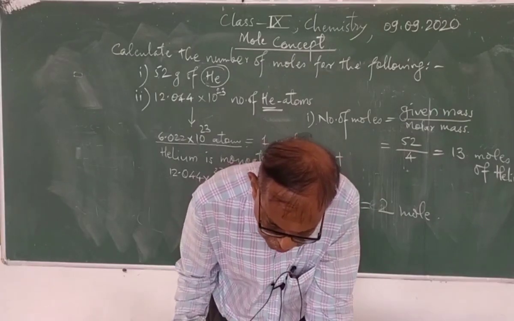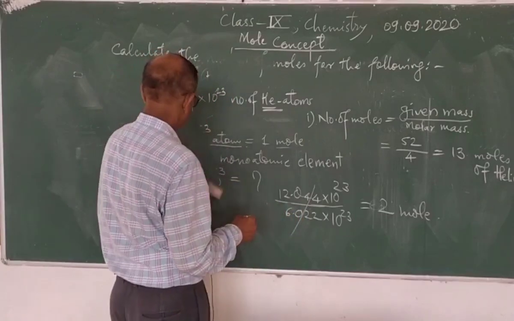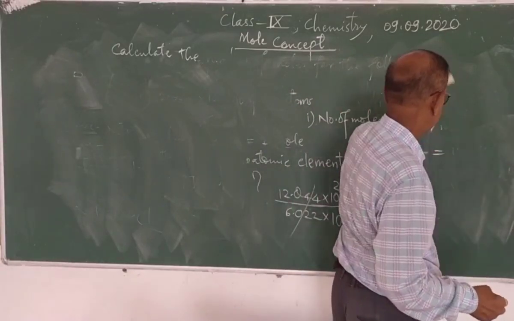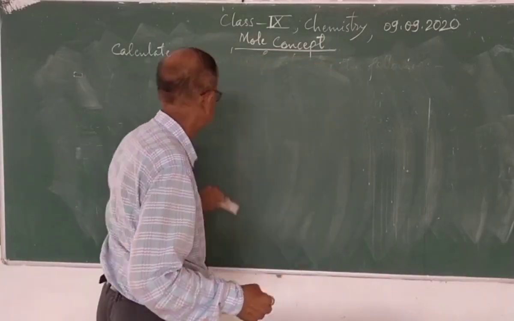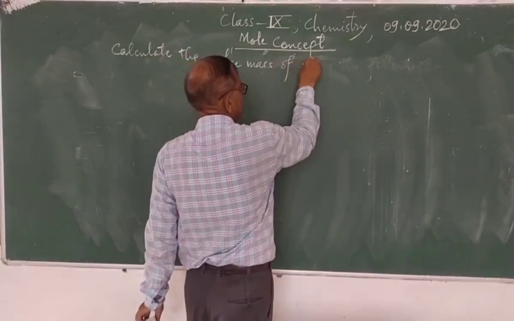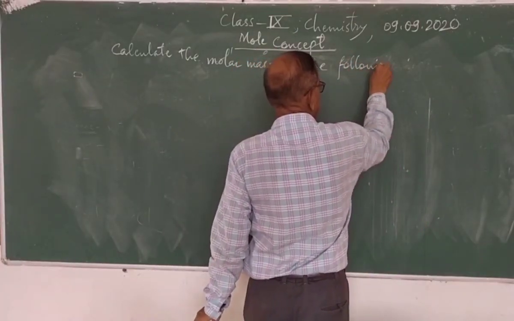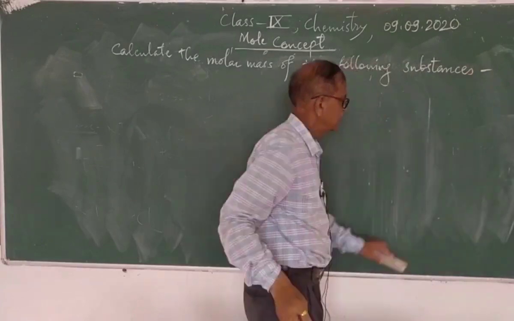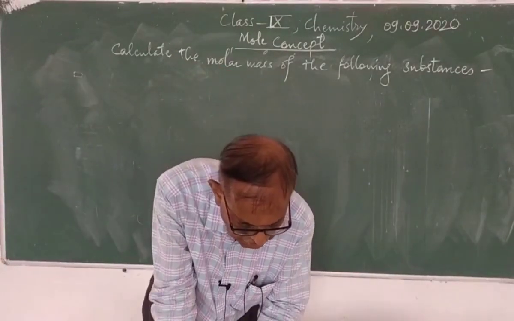Next is: calculate the molar mass of the following substances. Number 1, ethyne.